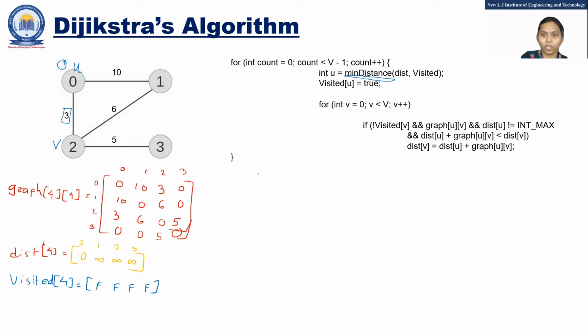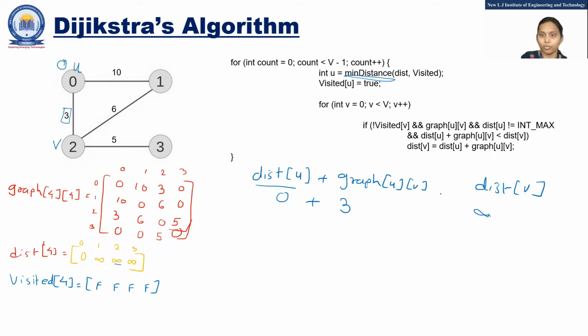Now check the distance of u plus the edge. Edge means uv. Is this greater or lesser than the distance of v? Now distance of u is 0 and graph of uv is 3, and distance of v is, I mean distance of v 2, is here infinity. So infinity is of course greater than this number. So this number needs to be updated. So now distance of v is not infinity. Now it is 3. Let me write 3 here.